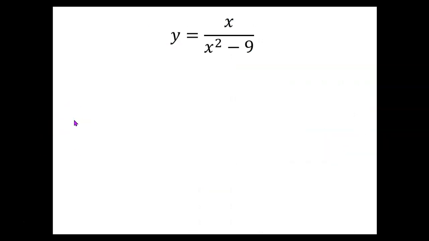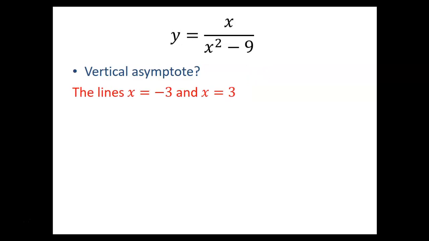How about y equals x over (x squared minus 9)? Vertical asymptote. When is x squared minus 9 equal to 0? Well, there are actually two solutions, two zeros. x squared equals 9, so x equals the positive or negative square root of 9, 3 or negative 3. So the line x equals negative 3 and the line x equals positive 3 are going to be vertical asymptotes for this graph.